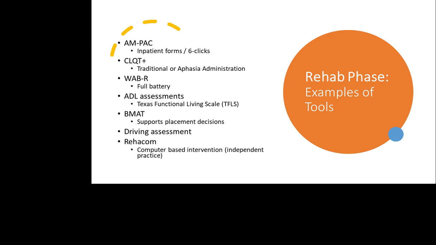So the BMAT, which is the Bruning's Motor Abilities Test, looks at motor skills, mobility, strength, tolerance, stamina, and that can really help with supporting placement decisions and helping think about that part of someone's journey and where they may need different living scenarios.